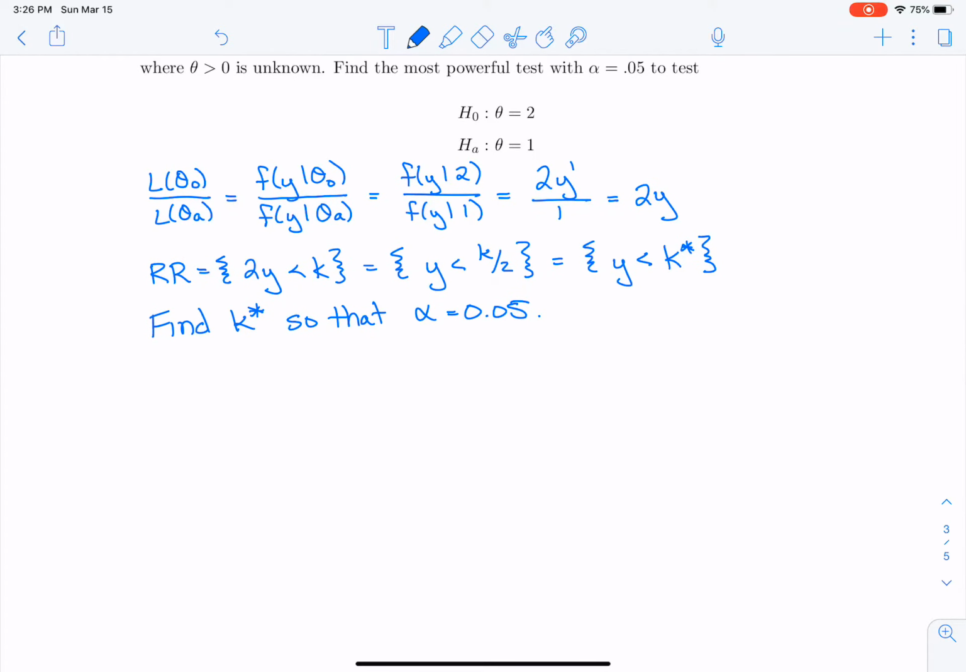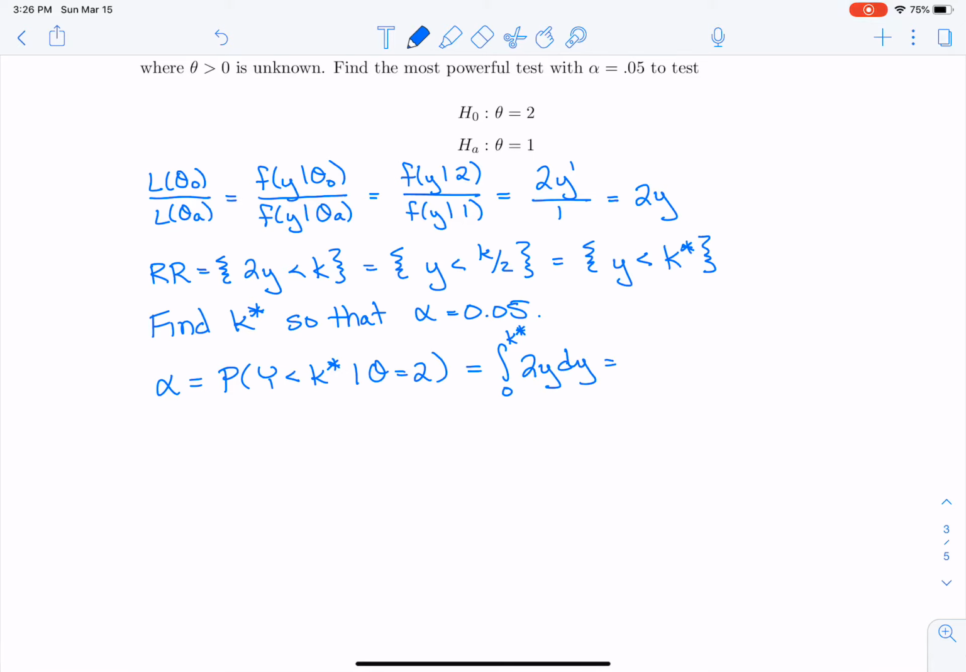So what is alpha in this case? Alpha is the probability that we're in the rejection region, y is less than k star. So the probability we reject the null hypothesis, given that it's true. In this case, theta is 2, given that H0 is true. So what is that probability? Well, we have the probability density function, so we can integrate from 0 to k star, and we can integrate that likelihood, we'll call that 2y dy.